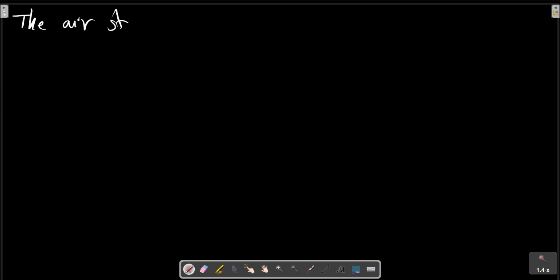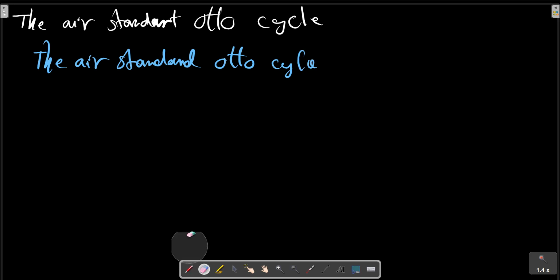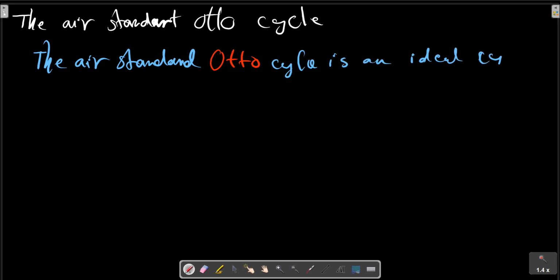The air standard Otto cycle. The air standard Otto cycle is an ideal cycle that approximates a spark ignition internal combustion engine.